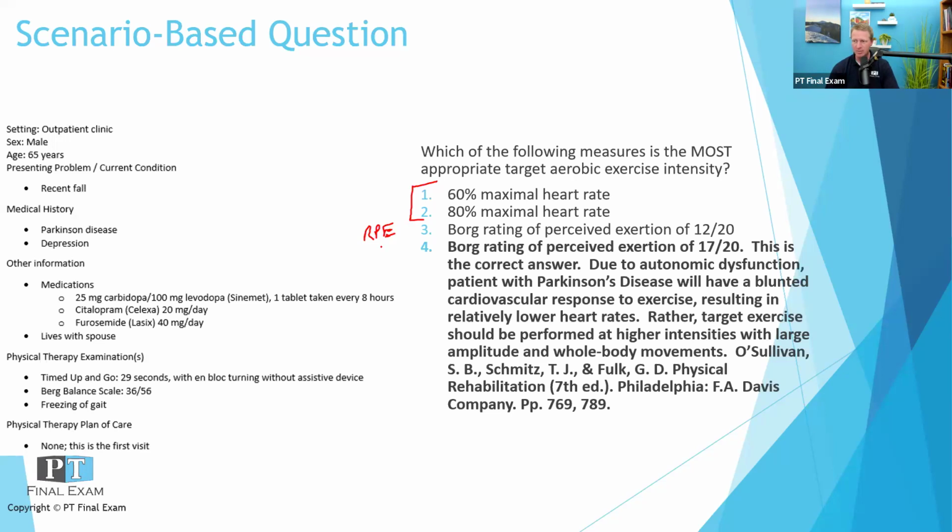Because of the autonomic dysfunction, they'll have a relatively lower heart rate than normal, so you can't trust the heart rate. You have to push them to their largest amplitude movement possible in order to get aerobic exercise that is effective for this patient. So you want to trust the RPE, especially at the higher levels. Usually about 8 out of 10, or in the 17 range on the 6 to 20 scale.